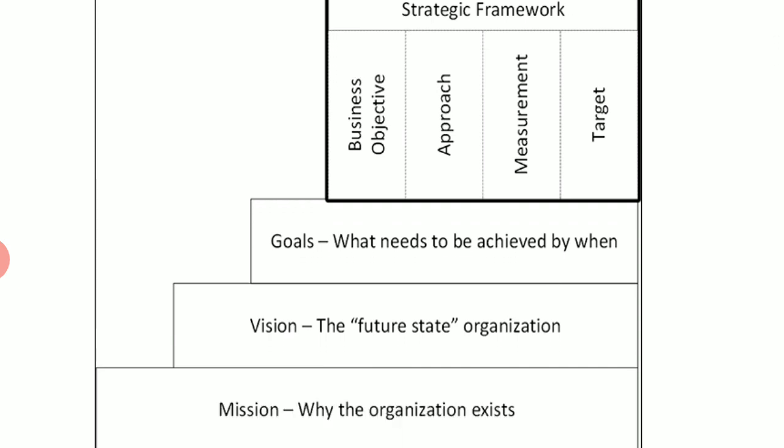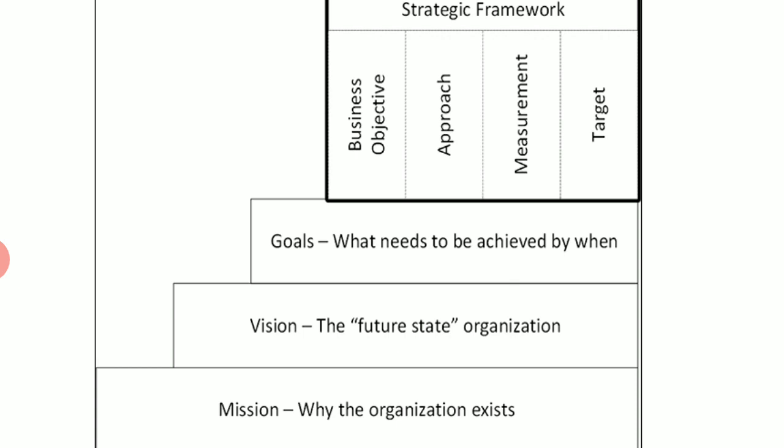As you can see here in the diagram, it is made up of 4 different elements. As you can see, business objectives, approach, measurement and targets, right? And it has the base of MVG, that is mission, vision and goals, right? So this is how the strategic framework works in the organization.